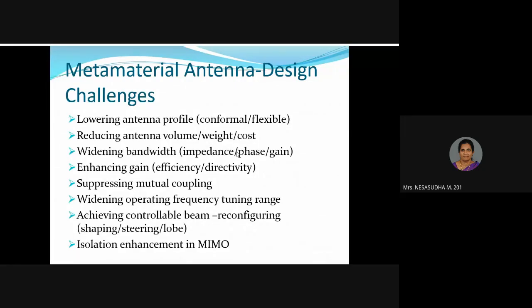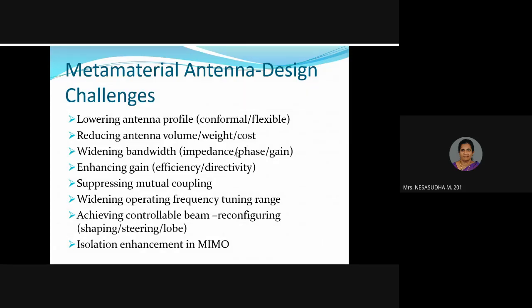But in some applications, suppose you are making an antenna and you want to wear it over the dress, or keep it on your watch, or on the wrist and the body, it cannot be rigid. It has to be flexible. So when you are designing this flexible antenna, how does the metamaterial affect the performance? Next, this metamaterial reduces the size, miniaturization. It can reduce the size of the antenna, cost, weight, everything can be reduced.